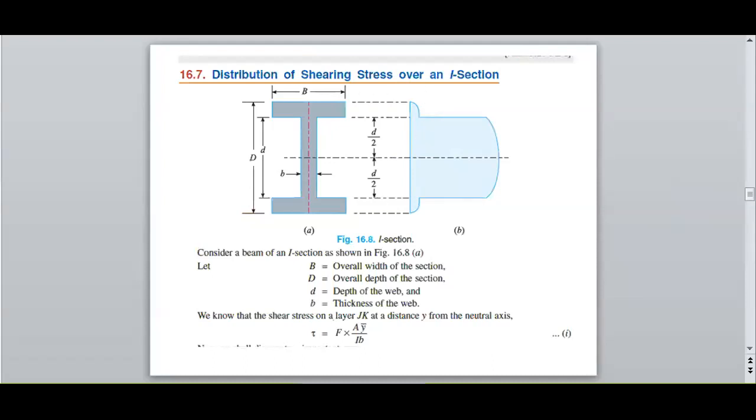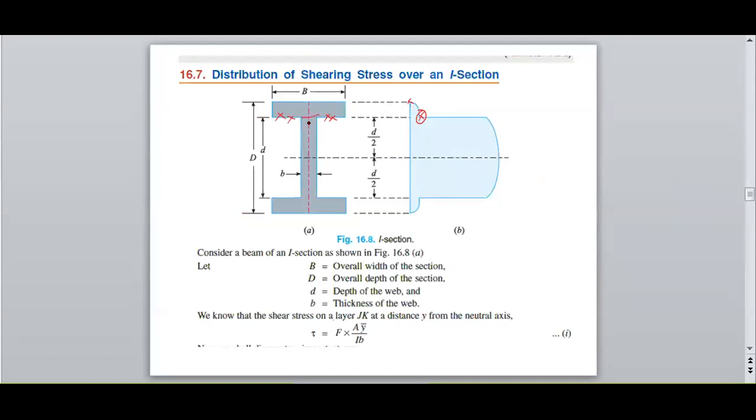Along the depth. So here, initially it is a 0. It is incremented at the bottom of the top flange. So this is the value of the shear stress.